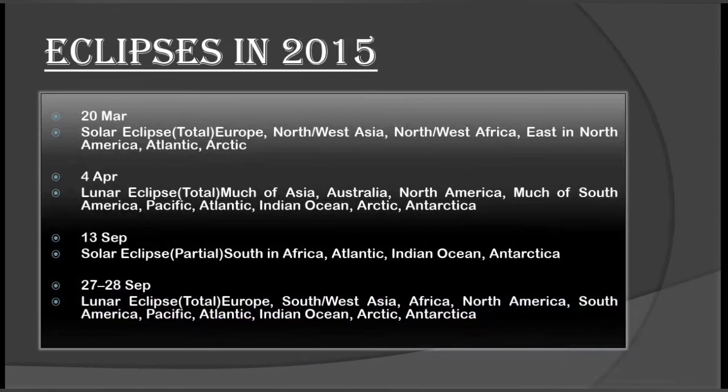27 to 28 September. In this date, there was a lunar eclipse. Total. Europe, Southwest Asia, Africa, North America, South America, Pacific, Atlantic, Indian, and Arctic, Antarctica. These were the regions which were facing the lunar eclipse. Total.